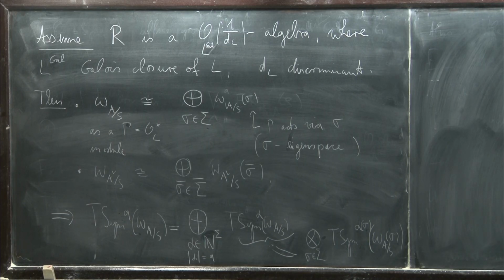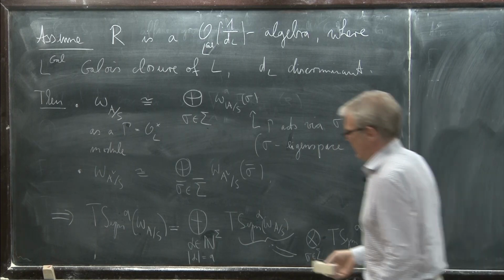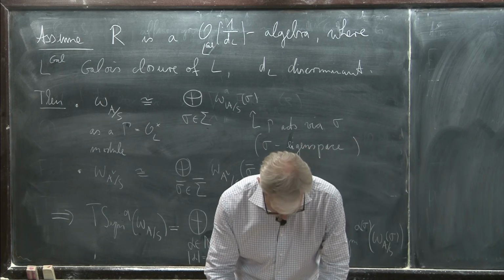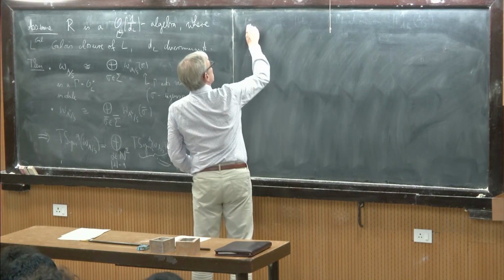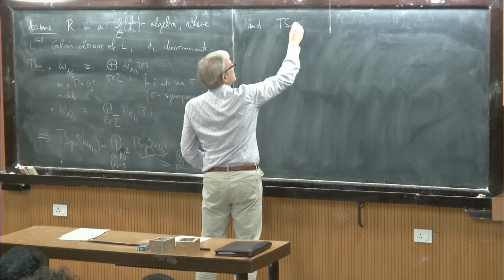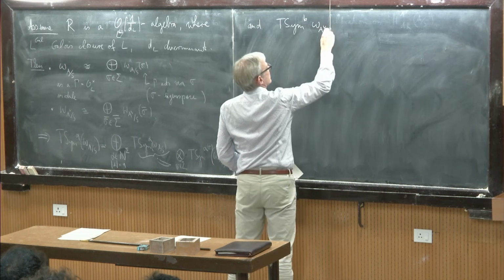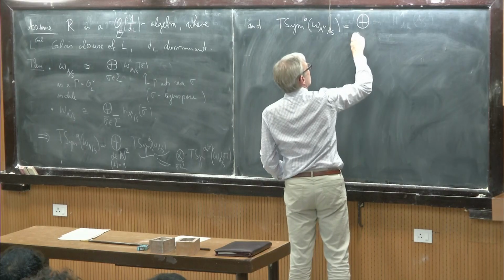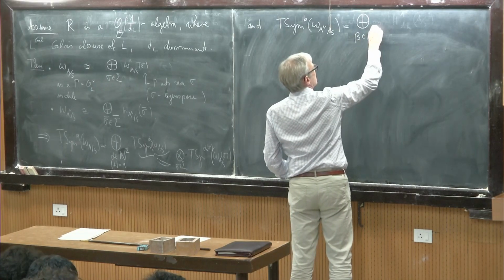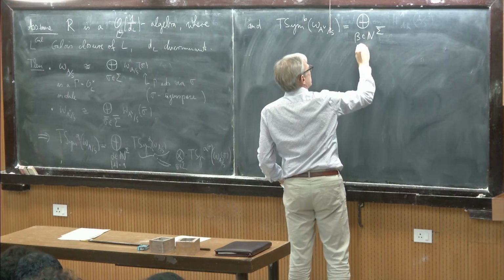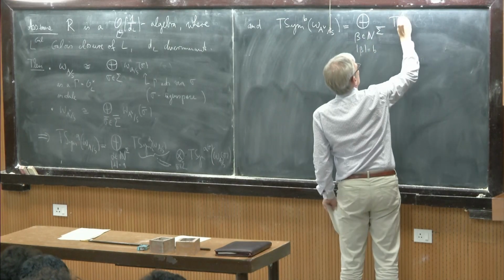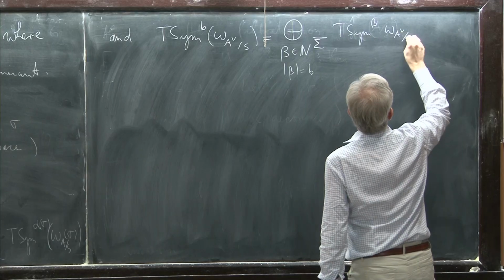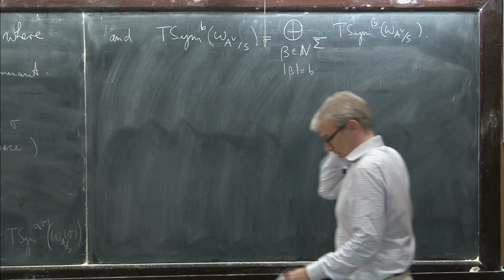So that's unfortunate to do this, but that's quite important that we get the right classes. And T sim V S, this decomposes also as a direct sum, and now beta in n sigma bar, and they sum up to B. And with the same convention, I write here T sim beta dual over S.